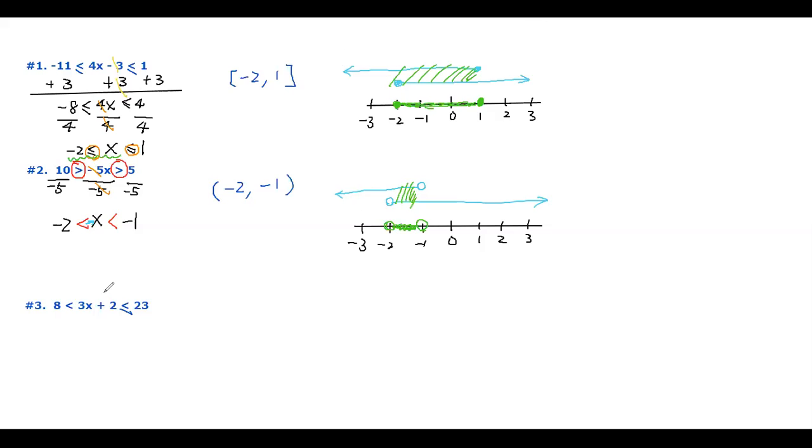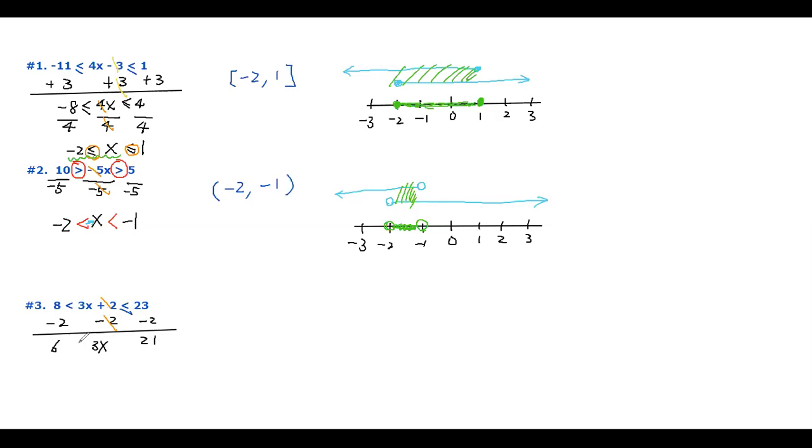Now here, in the same way, I'm going to solve this inequality. First, I subtract 2 from all three parts. The 23 minus 2 is 21, and 8 minus 2 is 6. Here the 2 cancels, so what I have is 3x. So what happened to my inequality sign? Do I keep it or switch it?